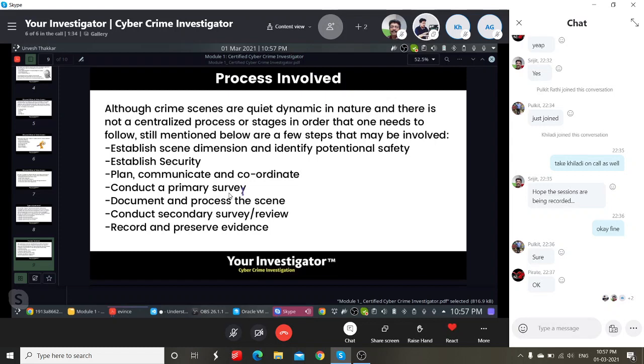While seeing or hearing about a crime scene, it sounds like a normal crime case. But when an investigator or a law enforcement agency actually goes and deals with it, we understand how deep the process is. First, establish the scene dimension and identify potential safety issues. Scene dimension means the locations where the crime has taken place, and potential safety means health and other concerns.